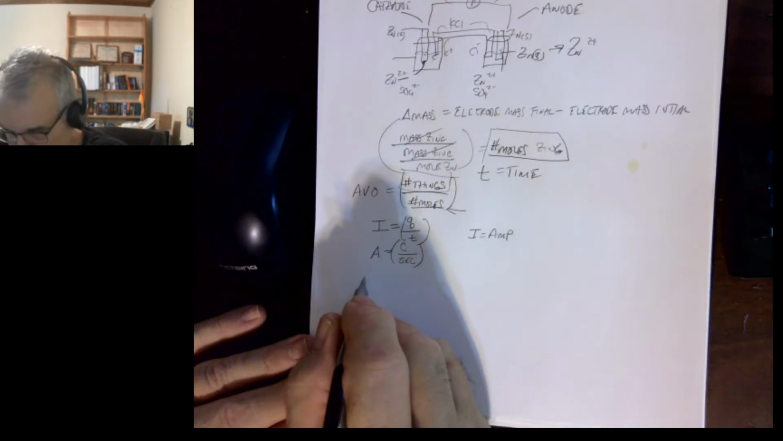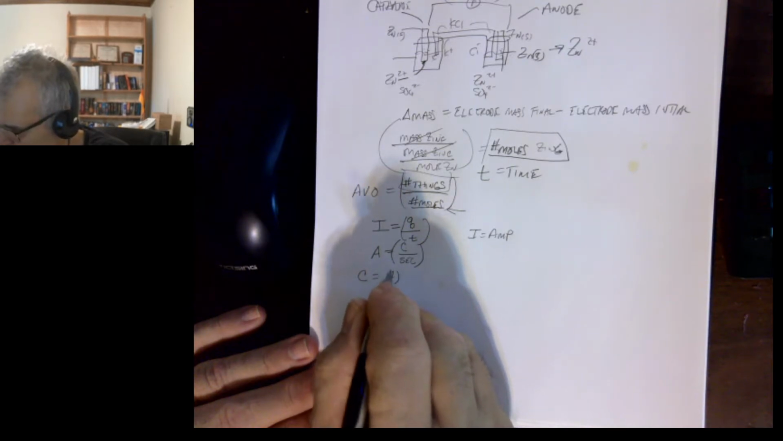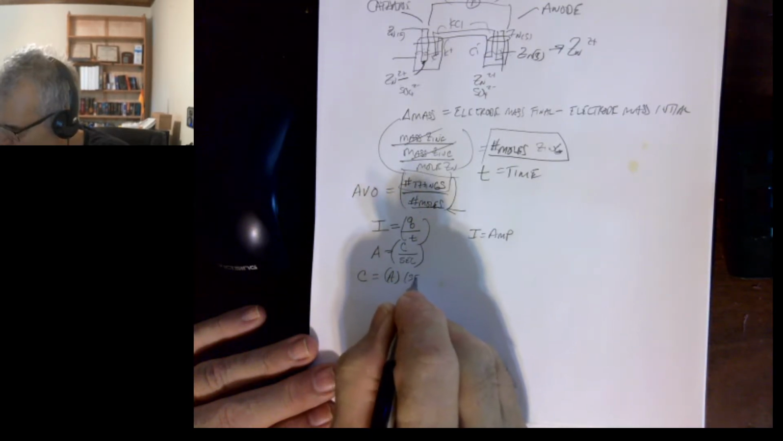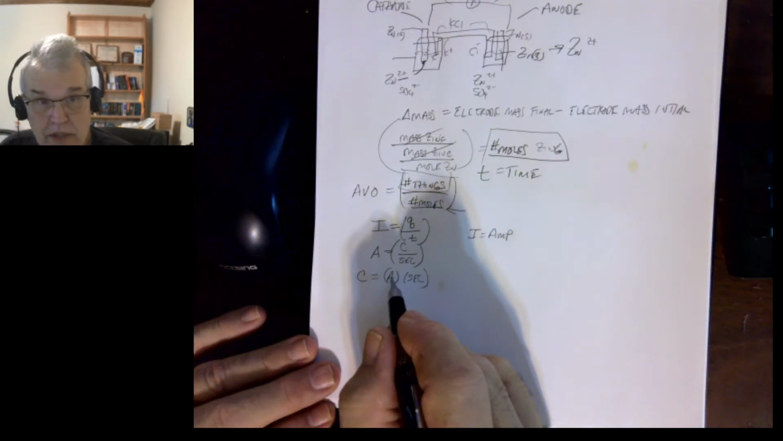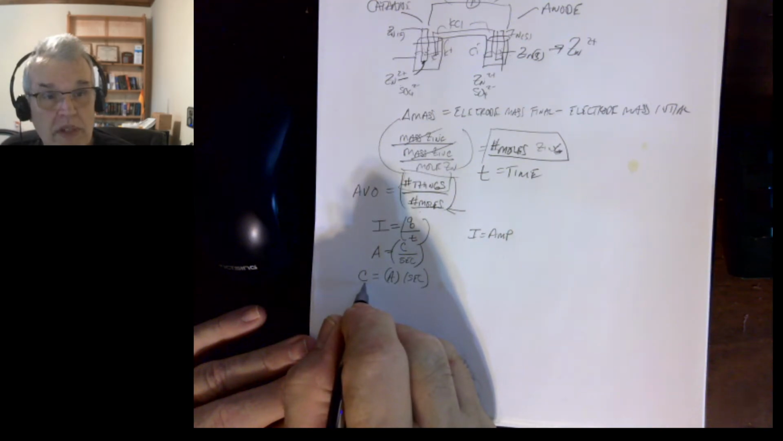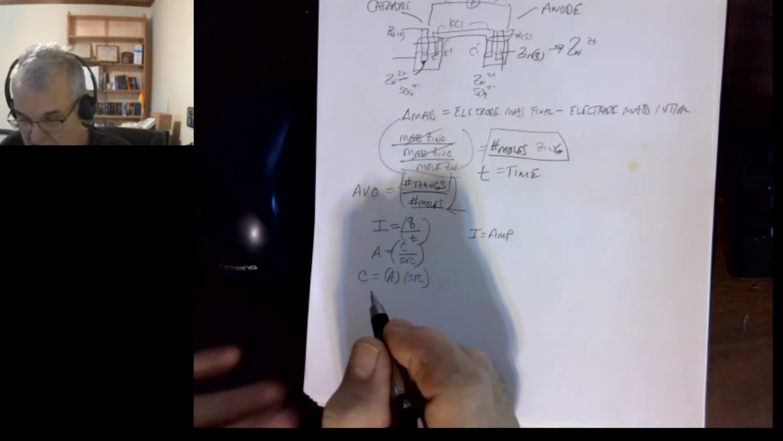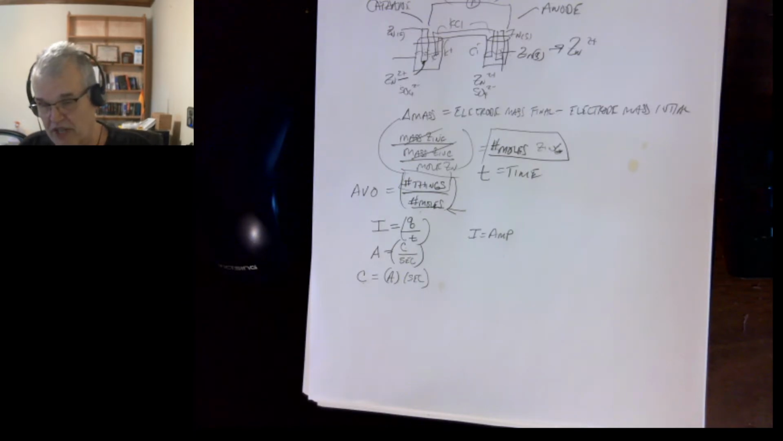If I rearrange this, I can see that a coulomb is equal to an amp second, amps times seconds. So if I know how many amps and how many seconds, I can figure out how many coulombs must have flowed past that point. The average number of amperes over the given time in seconds gives me the coulombs that flowed past that point during the experiment.